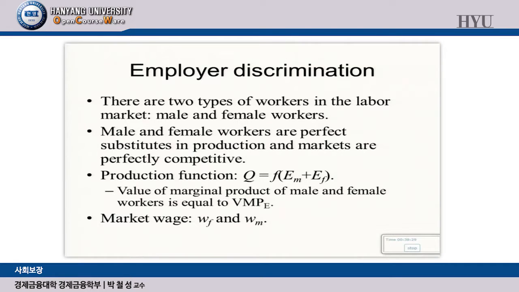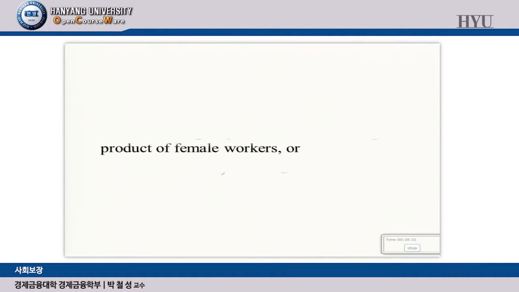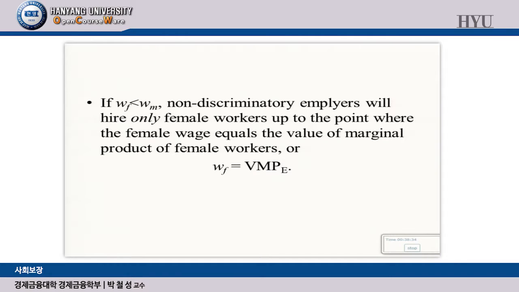But let's assume that the market does not work that way because of discrimination. Okay, that's what we are going to see. Now, for the time being, let's assume that WF is lower than WM. That's the situation I just said. Then the non-discriminatory employer, so an employer that does not discriminate, will hire only females. And then they hire the number of females up to the point where WF equals VMP. That's the profit maximizing condition.